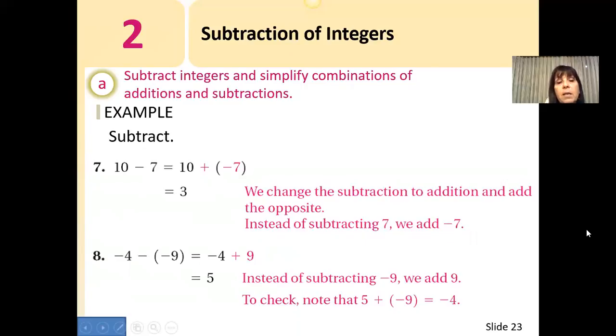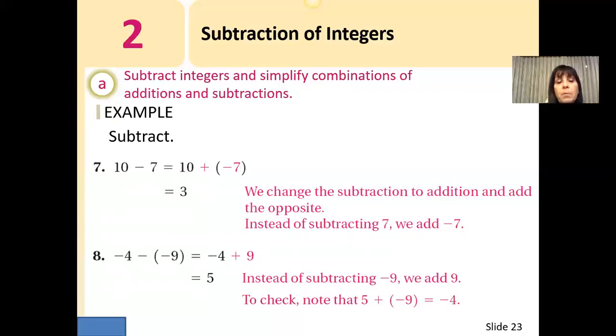So again, here's a couple more examples. 10 minus 7, that is the same as taking 10 plus a negative 7. So again, you change the subtraction to addition, and then the 7 becomes a negative 7. Again, because these two are opposite in signs, we subtract the smaller from the larger. So 7 from 10 is 3. The larger sign was positive, so the answer to that is a positive 3.